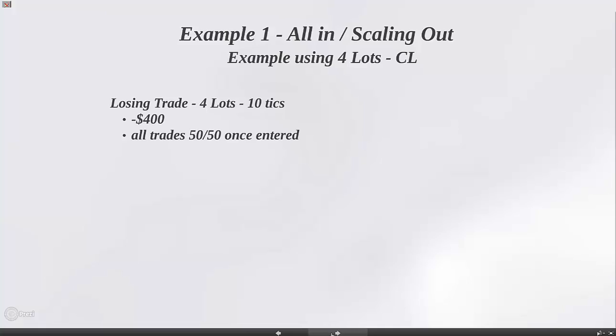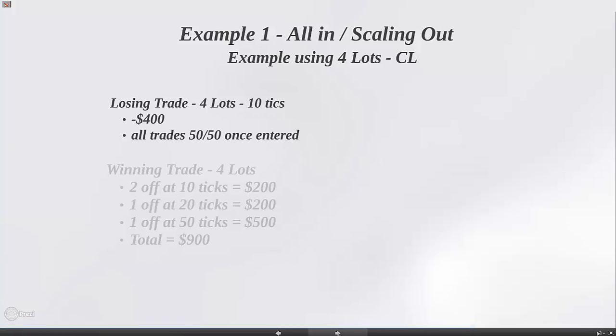And the reality of it is that regardless of your statistical edge, hey, I have a trading system that works 65% of the time, the truth is that the moment you enter into that trade, it's a 50-50 proposition. It's either going to work or it's not. We all agree with that? It's a 50-50 shot. If you lose 10 ticks on 4 lots, you lost $400 on the CL.